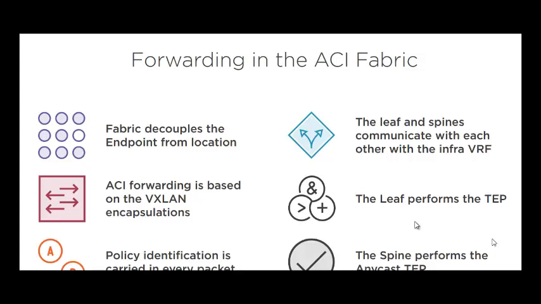When the traffic is moving through the ACI fabric from one leaf to another via spine, the original source MAC address or destination MAC address is not used in packet forwarding. It is only the encapsulation. It's only the VNI that moves the packet. That is why the first point says decouple the endpoint from the location.